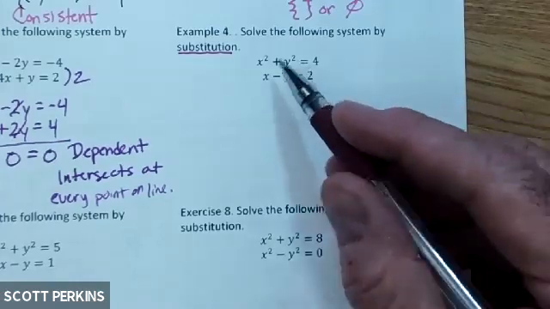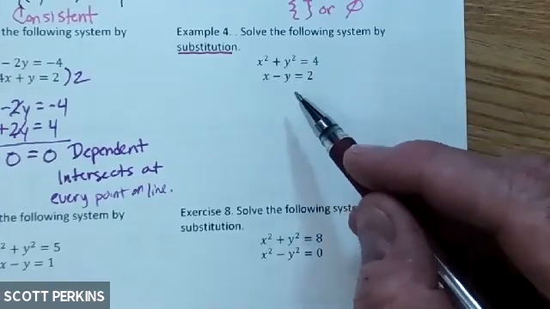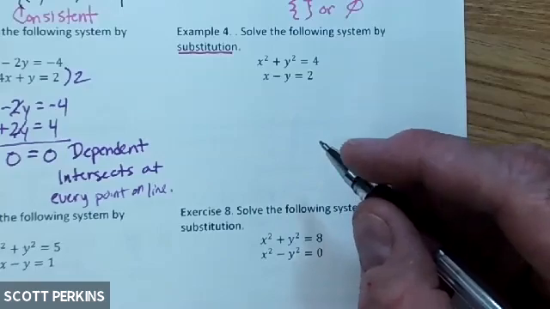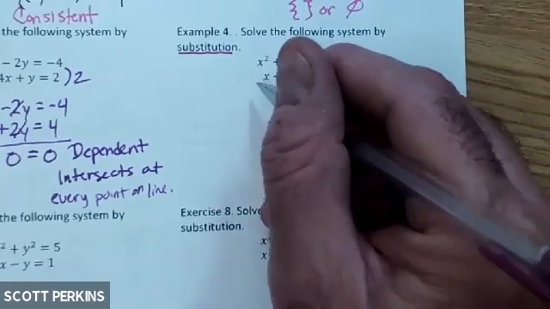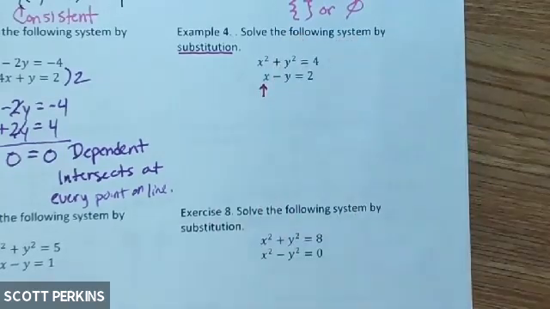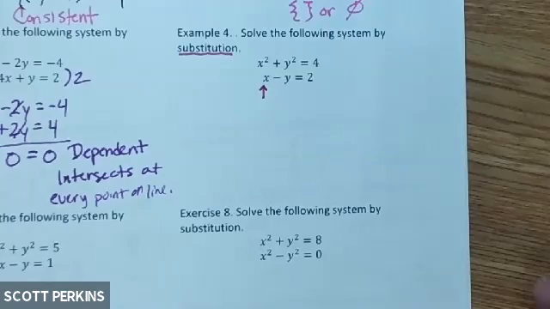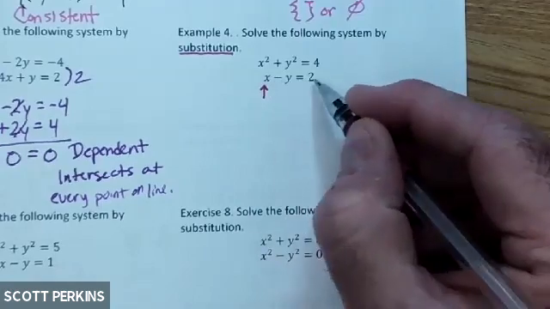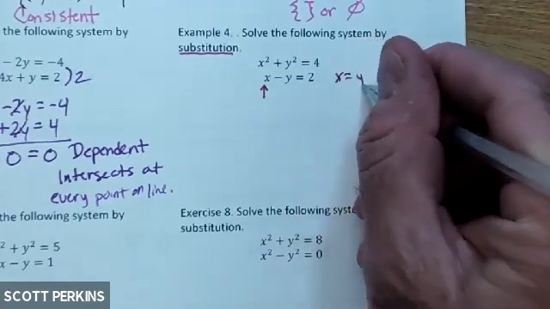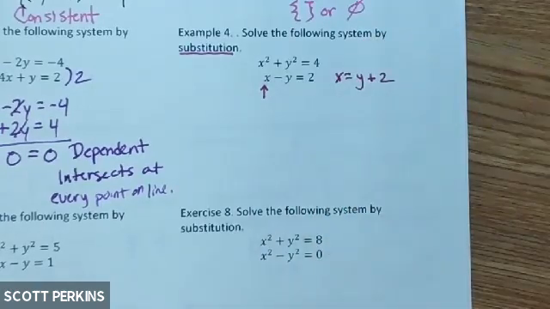So what I'm going to do is solve this by substitution. Again, I'm going to pick the easiest variable to solve for. The easiest variable to solve for is going to be this x right here. There's no division required. All I have to do is add that y over, so I get x is equal to y plus 2. Now, I don't want to lose anybody, so please let me know you're following along so far.